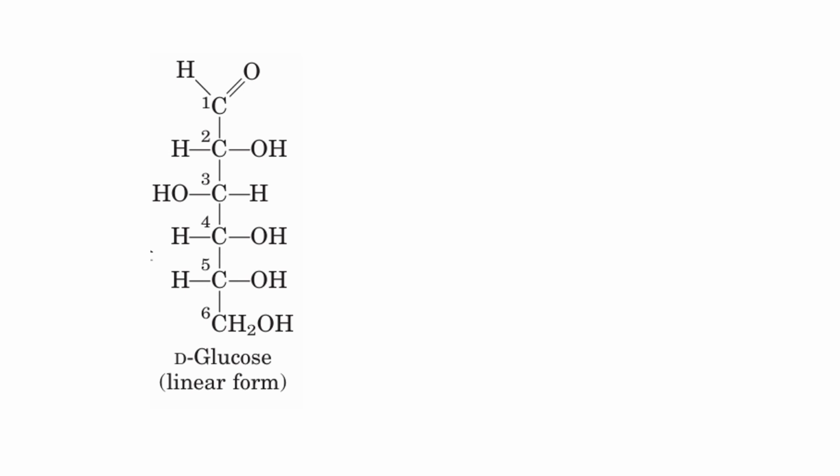So if you know the linear structure of glucose, you can easily make out the cyclic structure. So let's say glucose mostly exists in the pyranose form. Let's make the pyranose form. Pyranose form is a 6-member ring in which there are 5 carbon and 1 oxygen atom.